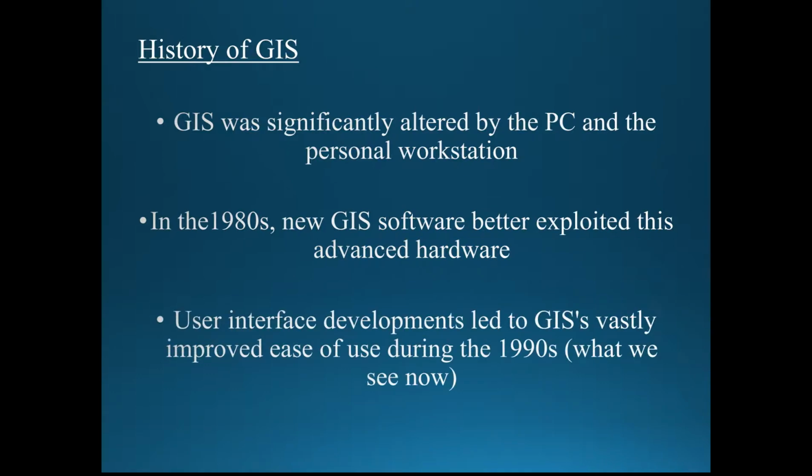User interface developments led to GIS's vastly improved ease of use during the 1990s, like what you're going to see in your labs using ArcPro. Some open source GIS that exists and is commonly used today, that we'll talk about in a little bit, doesn't have the easy to use interface of things like Esri, but they're free, which makes it a lot more attractive to especially small businesses and small environmental firms.